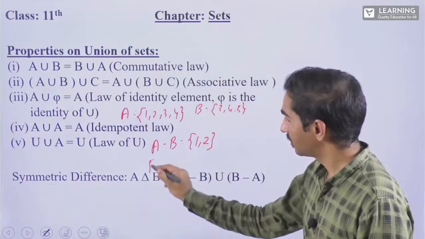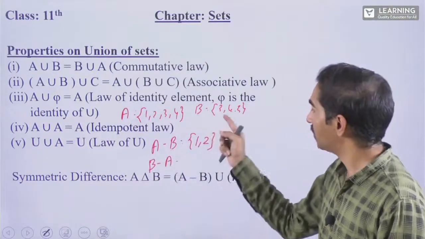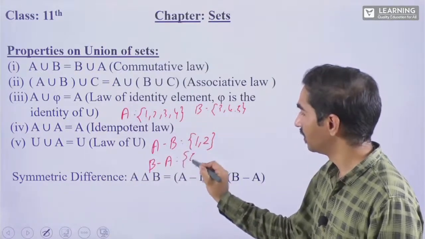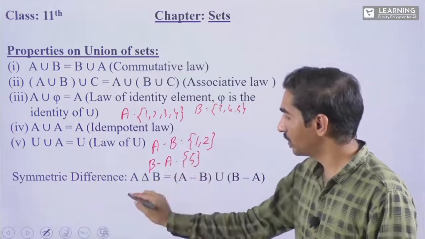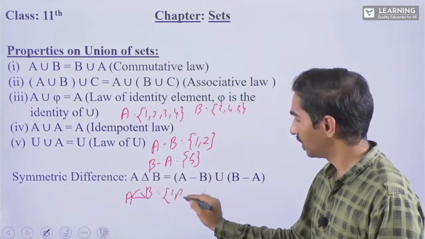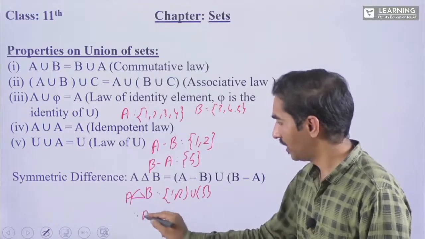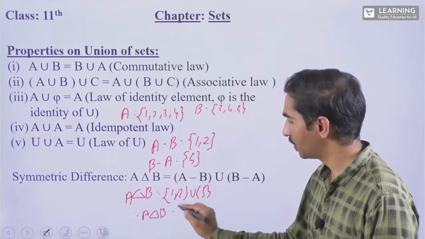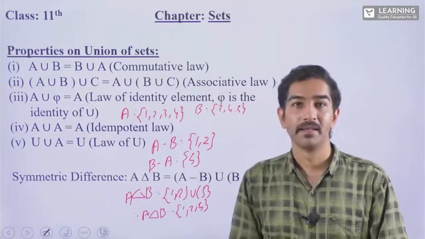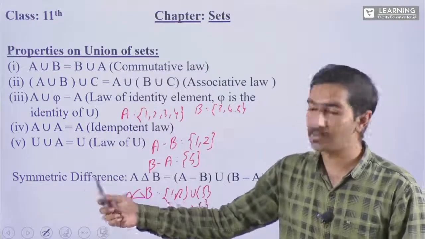B minus A. So from B, remove all the A elements. B has 3, 4. A also has 3, 4. So remove 3 and 4. So B minus A will be equal to 5. So what is the symmetric difference between two sets now? A delta B will be equal to 1, 2 union 5. So the symmetric difference between the two sets will be 1, 2 and 5. Understood, students? So this is about properties of union of sets and symmetric difference.